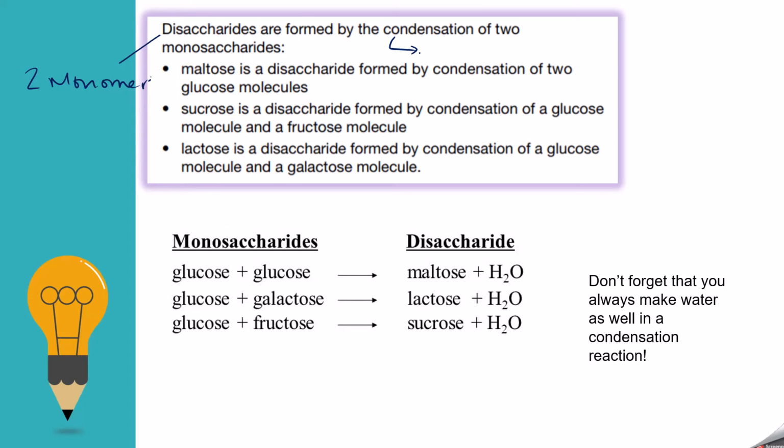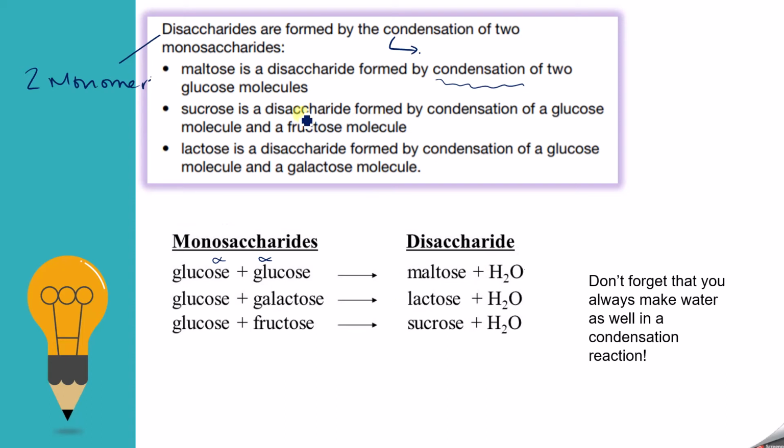So maltose is a disaccharide. It's a compound with 2 monosaccharides chemically bonded together. This is formed obviously by the process of condensation, and it's made by 2 alpha glucose molecules. So glucose plus glucose makes maltose, plus obviously your water molecule that has been eliminated.